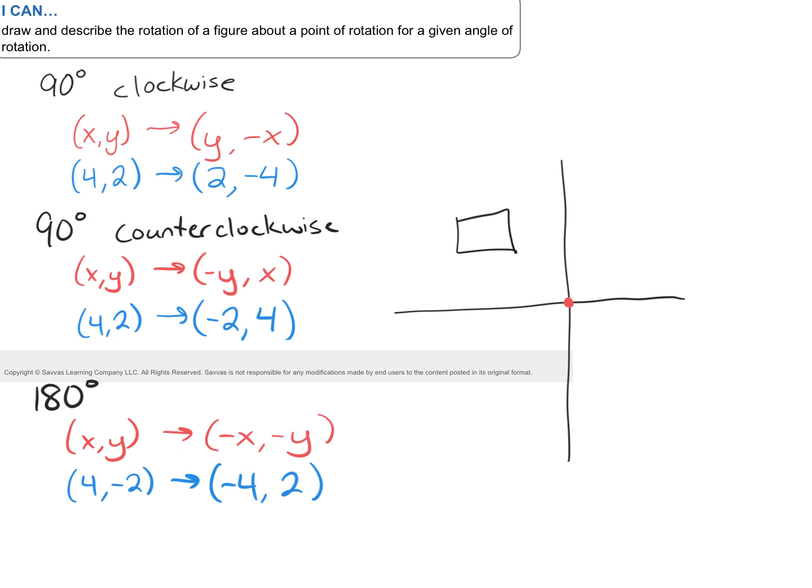It would be 3. If I told you to rotate this image 270 degrees clockwise, where would it land? It would land right here. If it lands here, what is that the same as? 90 degrees counterclockwise. So if you are asked about 270, it is pretty similar to 90 degrees. So 90 degrees clockwise is the same thing as 270 degrees counterclockwise.